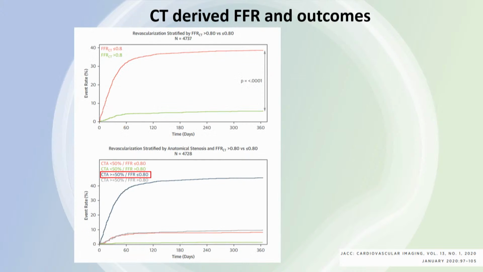And revascularization, as you would predict, a much higher rate if your CT-FFR was less than 0.8 compared to greater than 0.8. And of course, the highest revascularization was seen in the group that had both a stenosis greater than 50% on CT as well as a CT-FFR that was abnormal, less than or equal to 0.8.